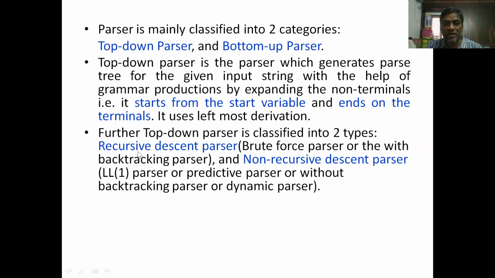I'll repeat it again. There are two types of top-down parsers. One is a recursive descent parser with backtracking, or backtracking parser, or brute force parser, and the other one is non-recursive descent parser, or recursive descent parser without backtracking, or LL of one parser, or predictive parser, or dynamic parser. These many names are there. Okay.